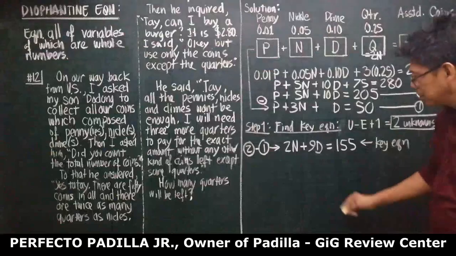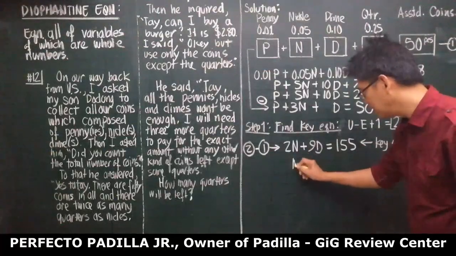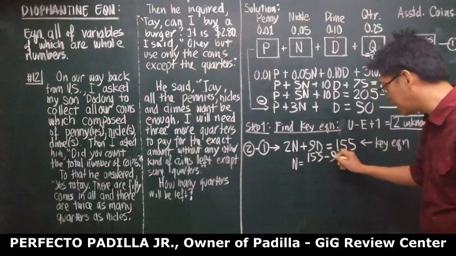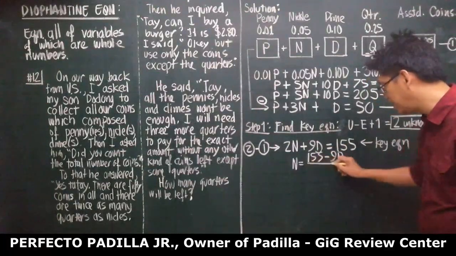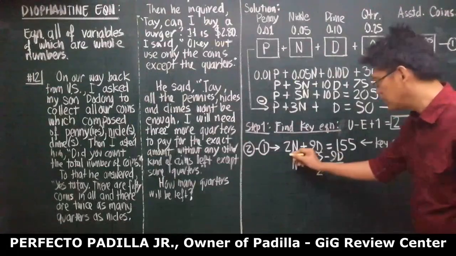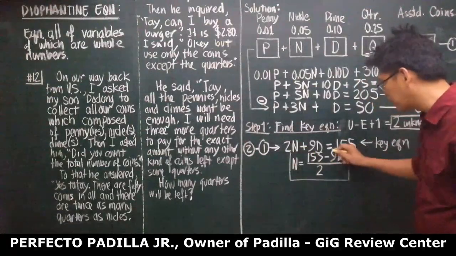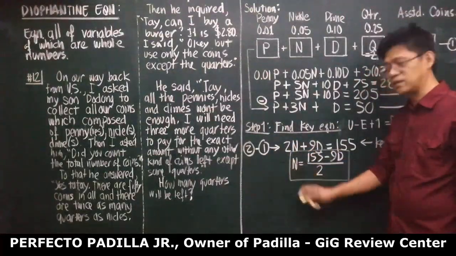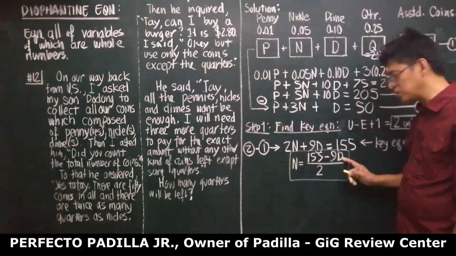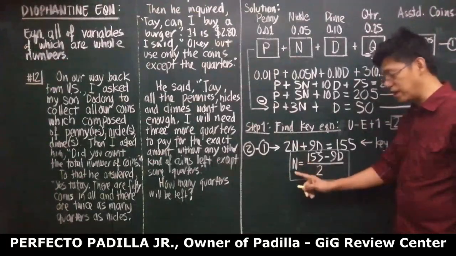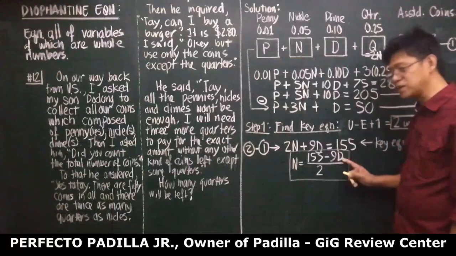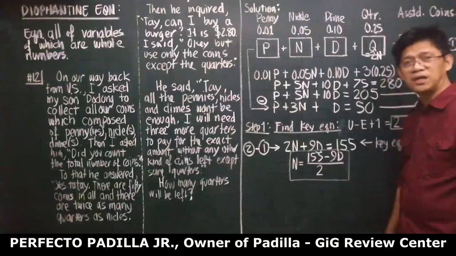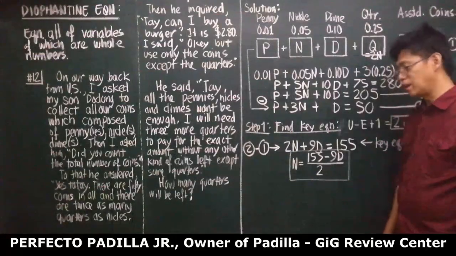Diba? So, dito, your n is going to be (155 minus 9d) over 2. So, this form of equation or key equation will lead us to the correct value of n. You substitute values of d and solve for n. How will we know that the number substituted is correct? Simple. N must be a whole number.